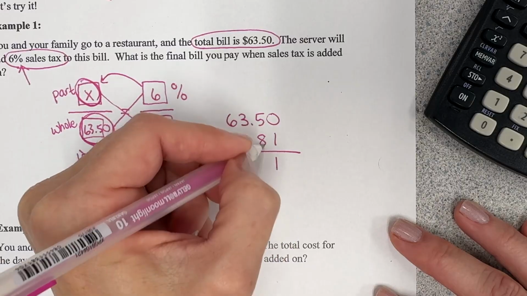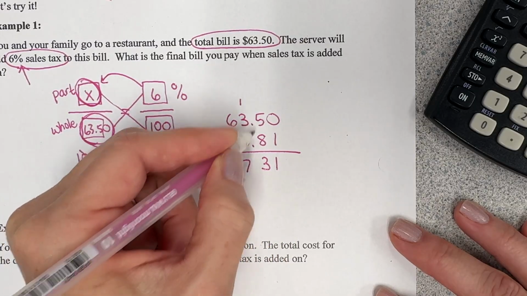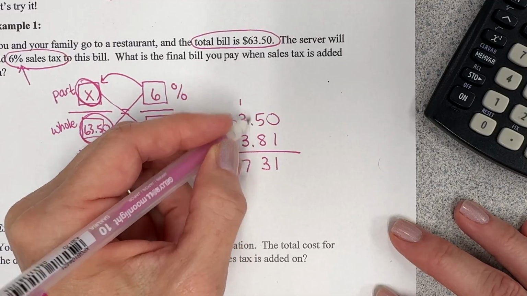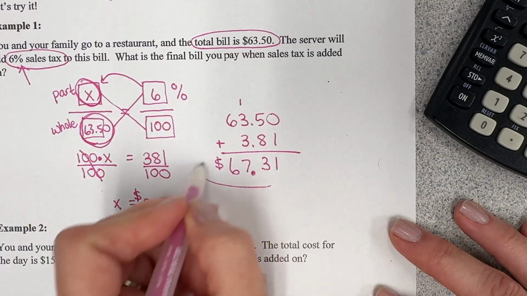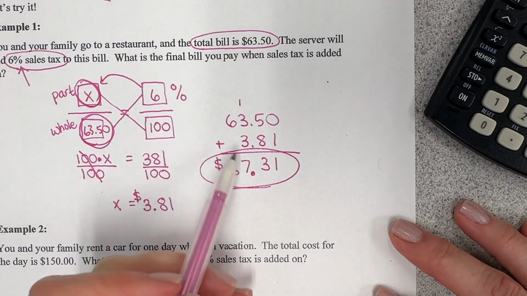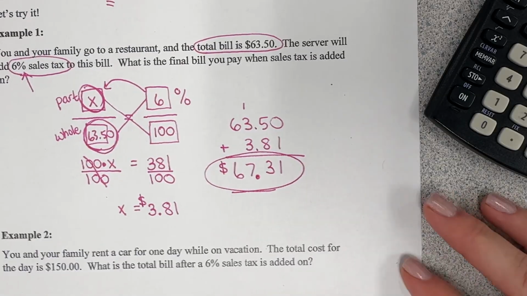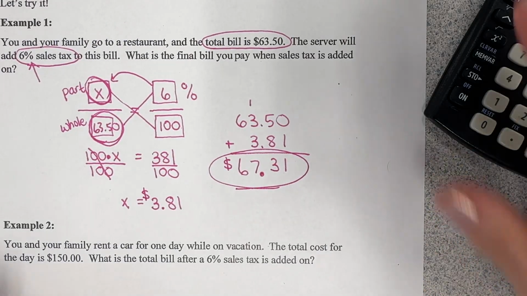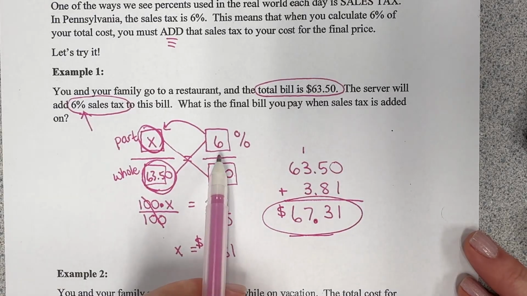So we get a 1, we get a 13, carry, a 7, and bring down the 6. And when we add decimals, we line them up and just bring the decimal point right down. So our final bill at the restaurant, now of course we might tip also, but without tip, final bill is going to be $67.31. And that is how you calculate sales tax of 6% in Pennsylvania.